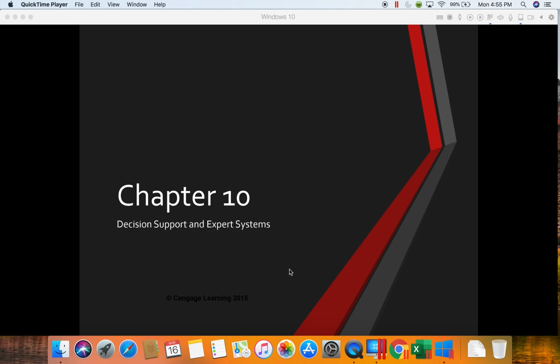We're going to be looking at Chapter 10 from the Management Information Systems text. This chapter covers decision support systems and expert systems.